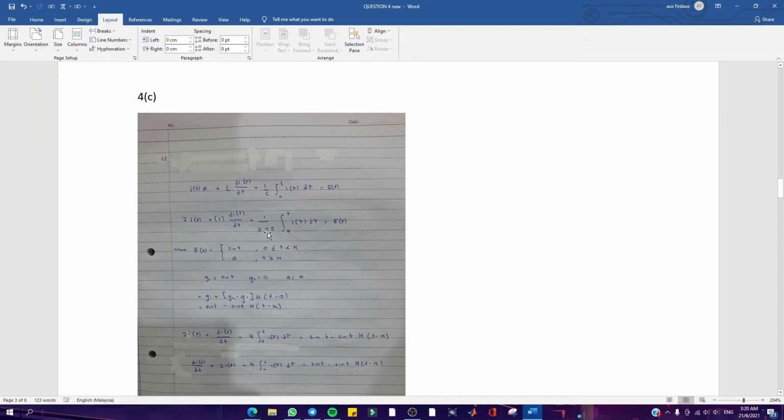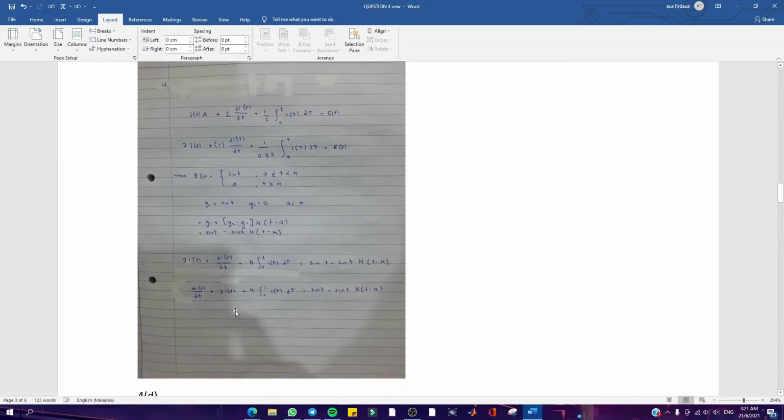Transform, put it here. So this is we get from the graph given. So sine t is from 0 until pi, and then we will get 0 when t is over pi. So from this we will get the g1 is sine t, g2 is 0, a is pi. So the formula is here. You use the formula and then we will get sine t minus sine t u(t minus pi).